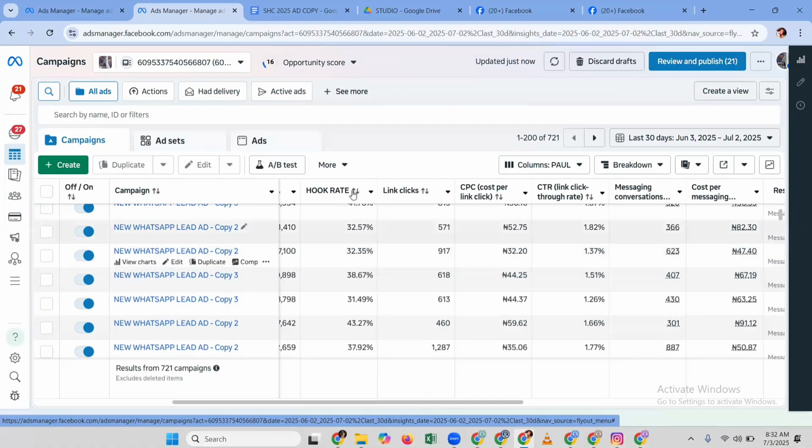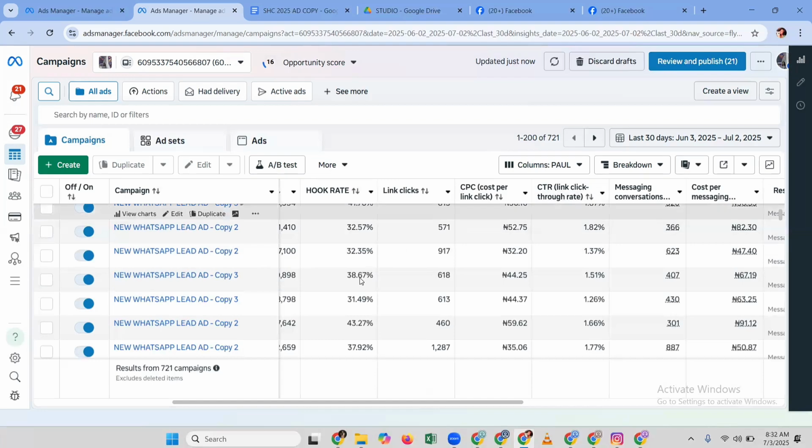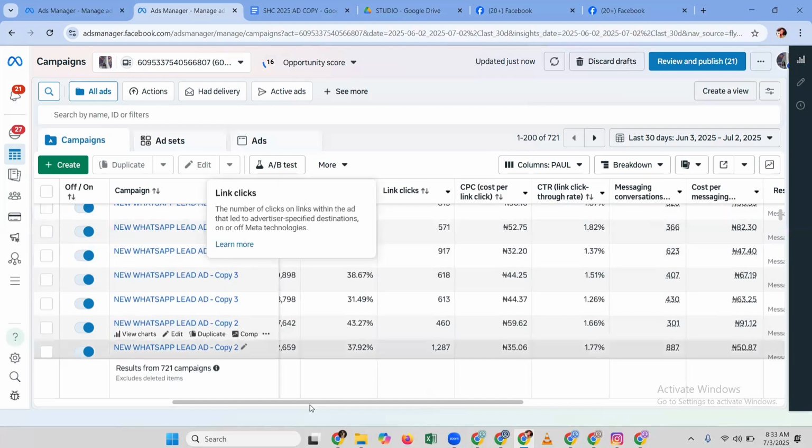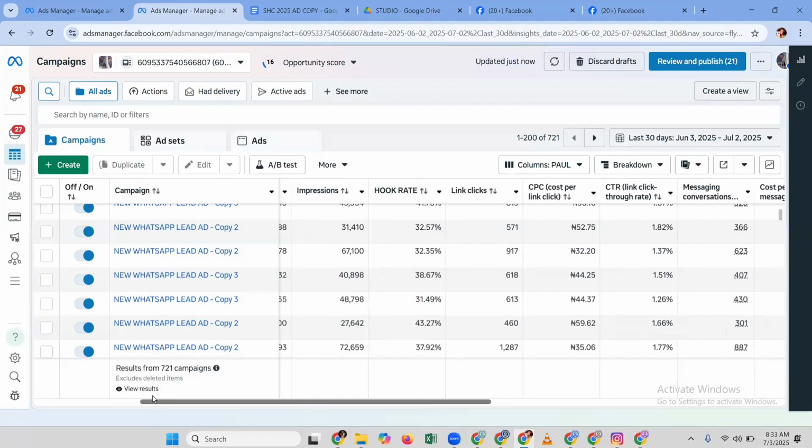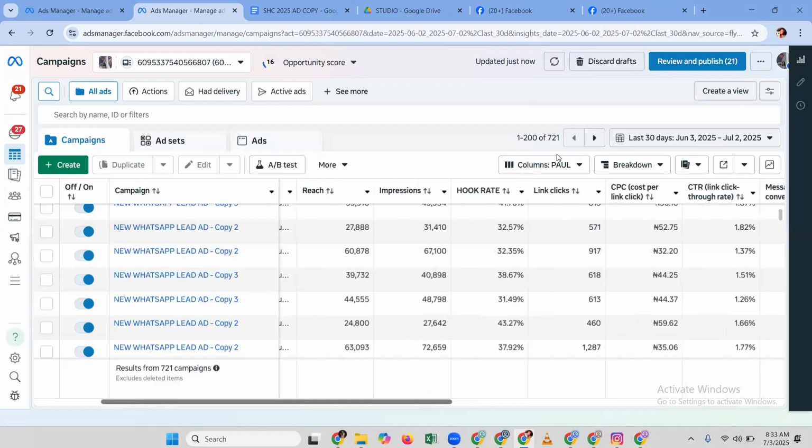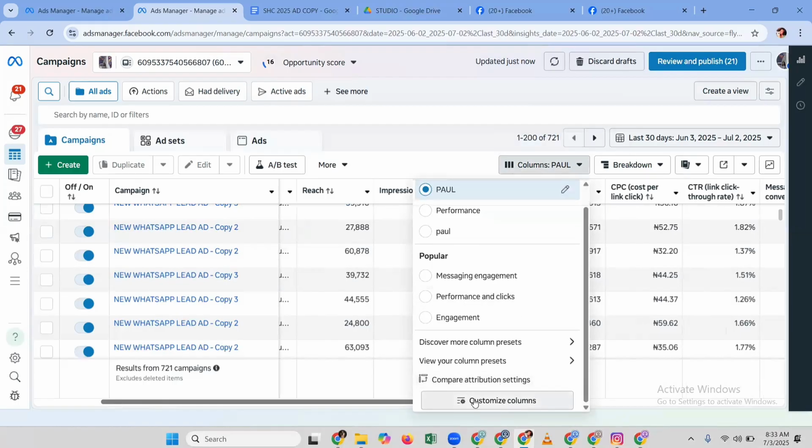Now, your next question is, how do I customize my columns so that they show me all these metrics? You come to these columns, and there's a place called customize columns. So you click on customize columns here. Remember the primary metrics, because those are the ones that I'm going to bring on top.